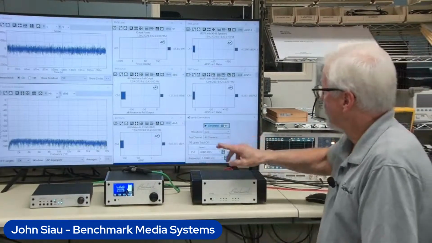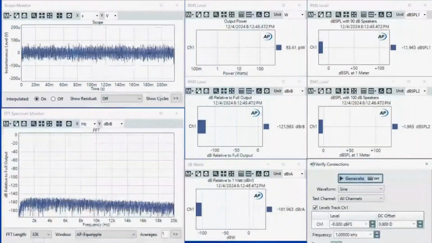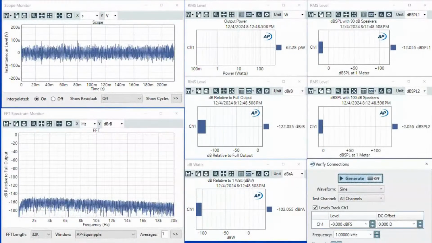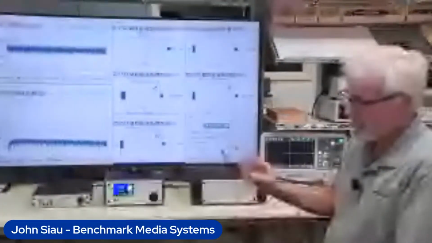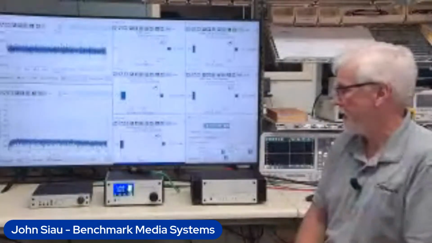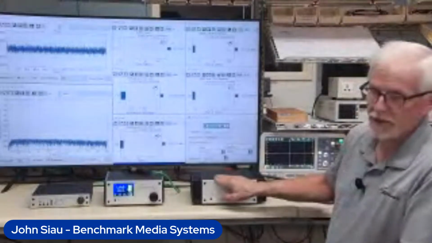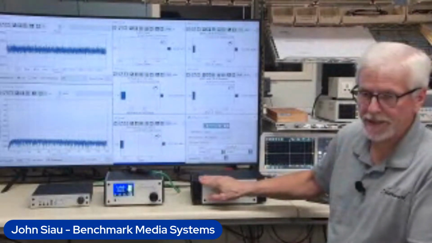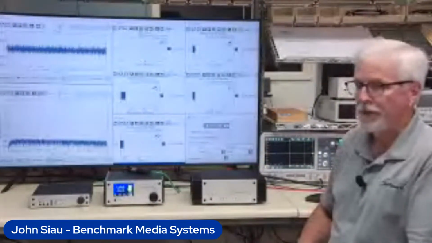So what you're seeing is the signal to noise ratio of the DAC3, not the signal to noise ratio of the amplifier. And we'll see that the amplifier actually has an additional 10 dB of signal to noise ratio.